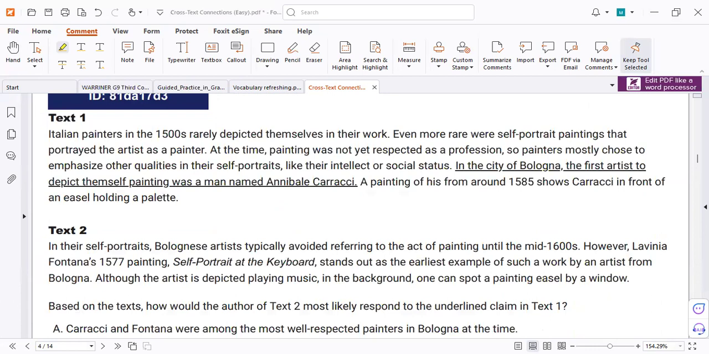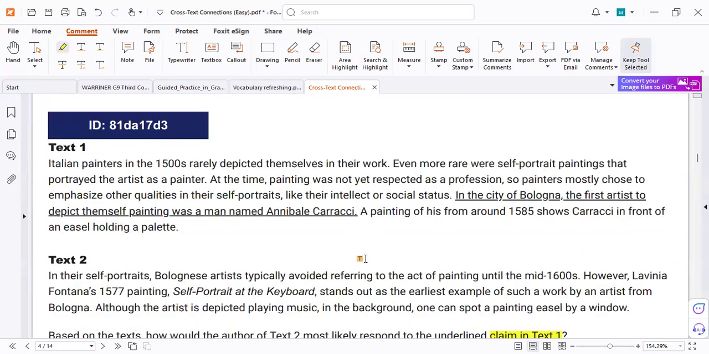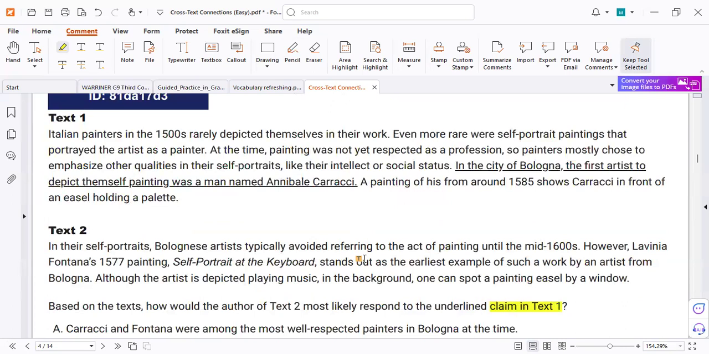This one is the first answer. The first answer, it is no, my dear friend. So the problem is the question. He said the claim in text one. Where is the claim in text one? He already made it in the underline. So we need information about the underlined only. Let's try again.